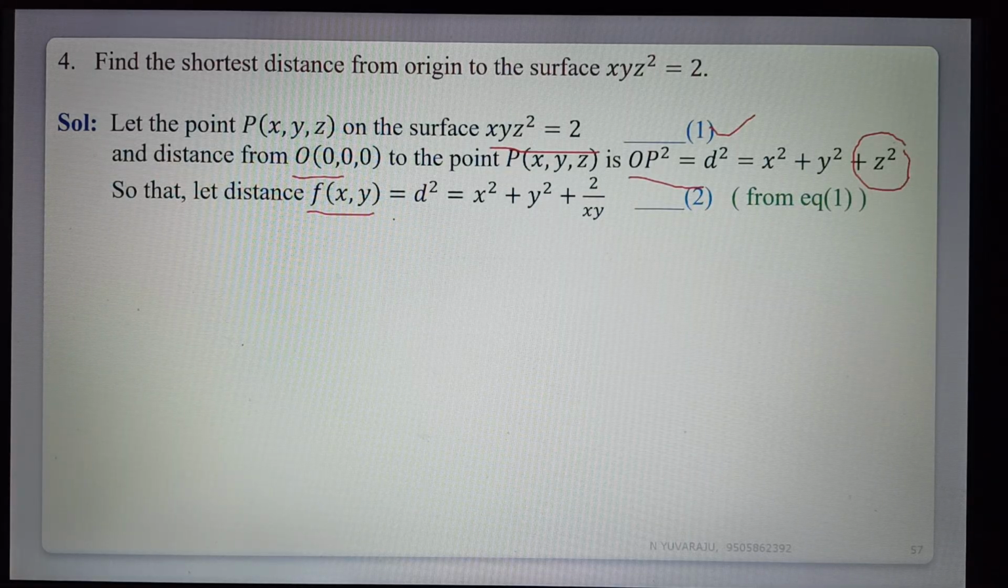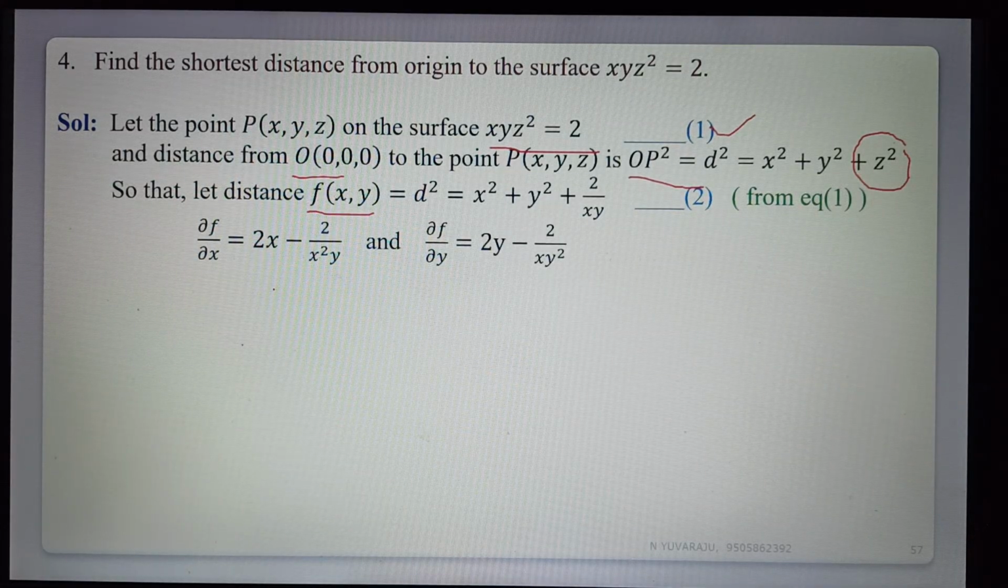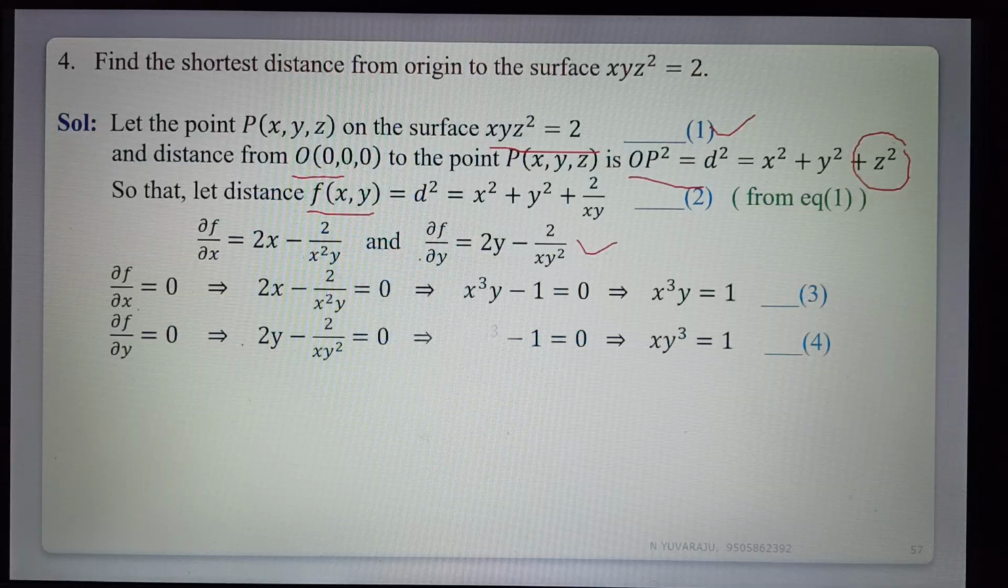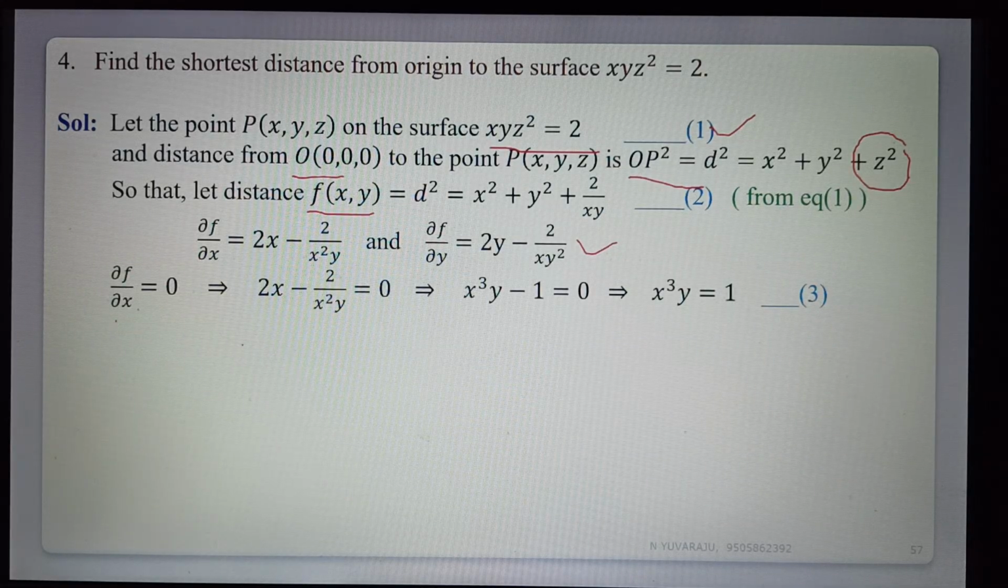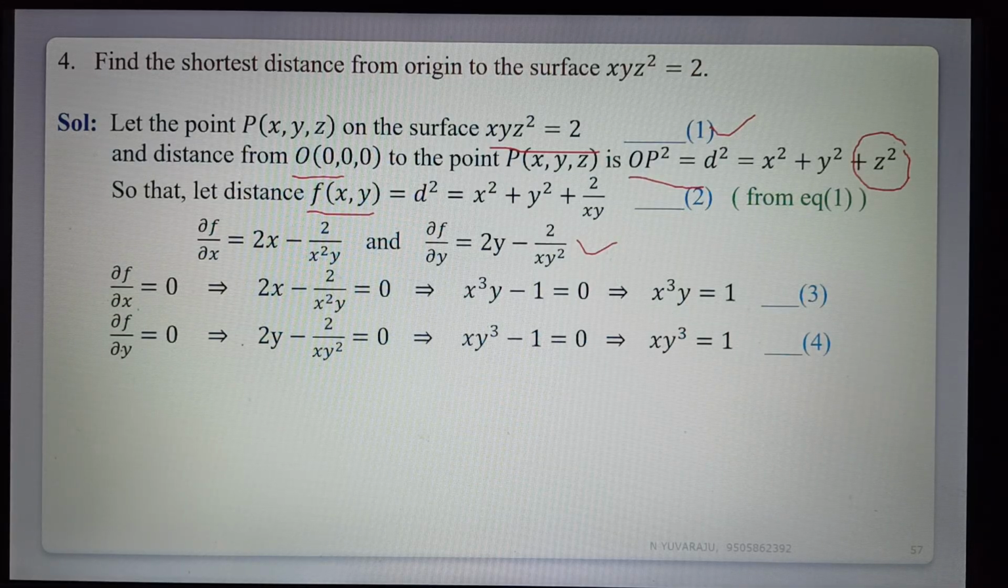Okay, same procedure. Dou f by dou x is equal to 2x minus 2 by x square y, and dou f by dou y is equal to 2y minus 2 by xy square. Now equating to 0. Dou f by dou x is equal to 0: 2x minus 2 by x square y is equal to 0, that is x cube y minus 1 is equal to 0, that is x cube y is equal to 1. So dou f by dou y is equal to 0: 2y minus 2 by xy square is equal to 0, xy cube minus 1 is equal to 0, xy cube is equal to 1.